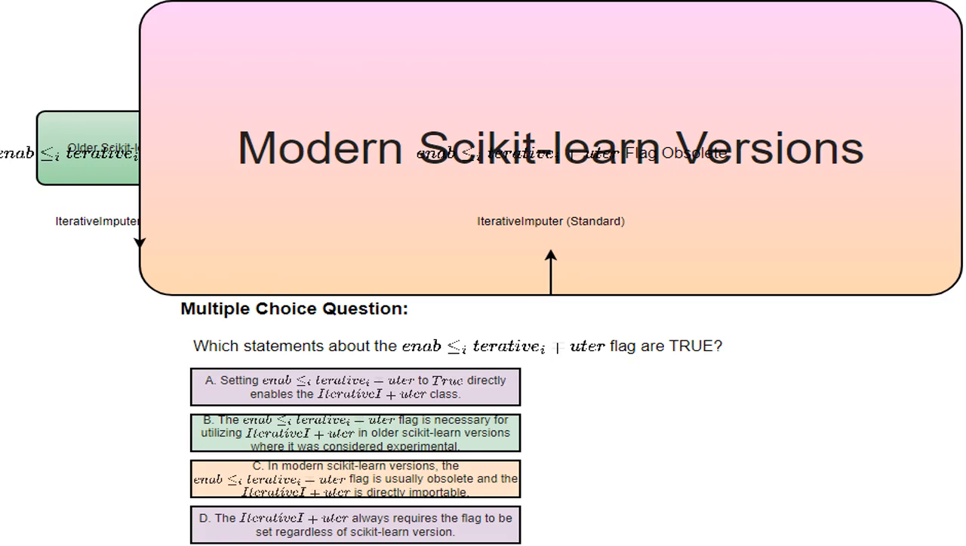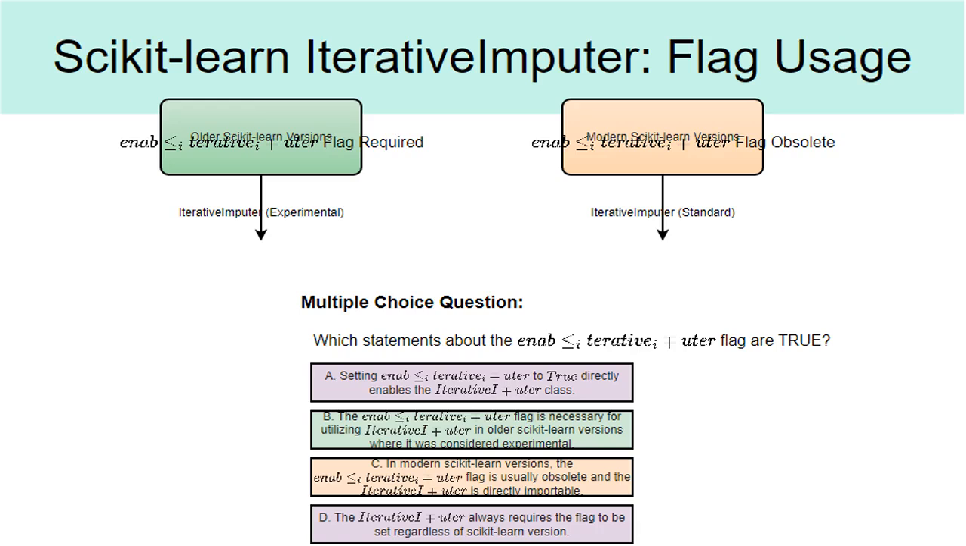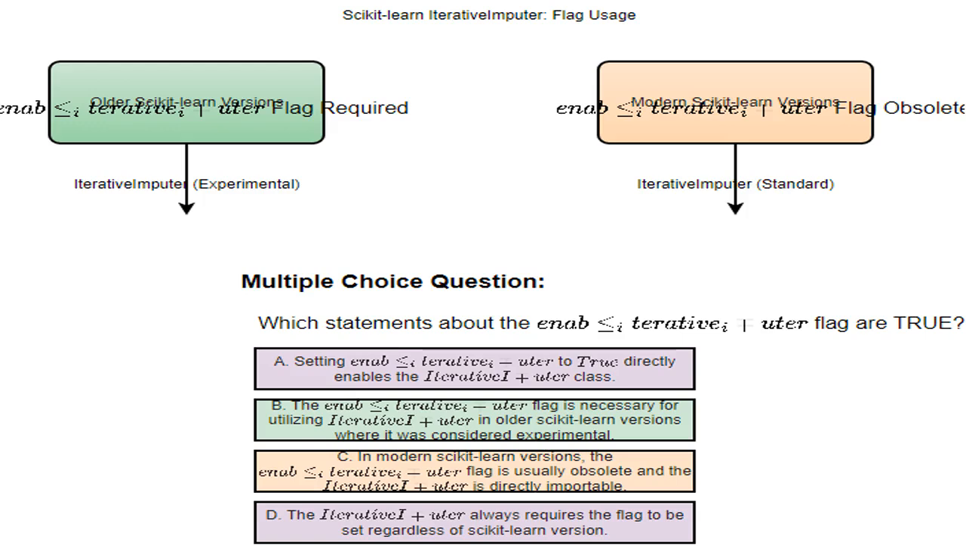Now, things are different. Sklearn has matured, and IterativeImputer is a standard, fully supported part of the library. Because IterativeImputer is no longer experimental, I no longer need that special flag. It's officially retired. This refers to the earlier versions of the Sklearn library, where the IterativeImputer class was still under development. This is the main topic.